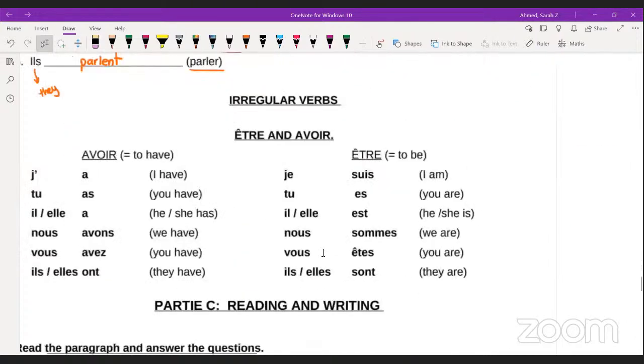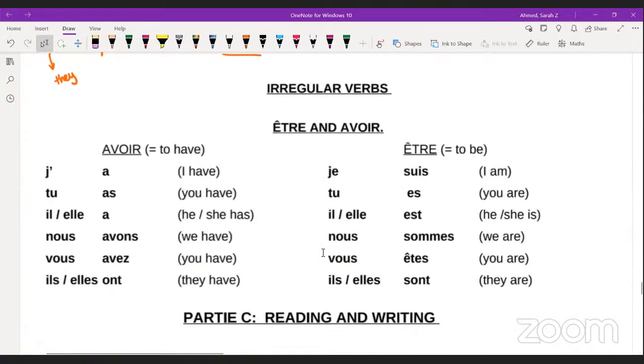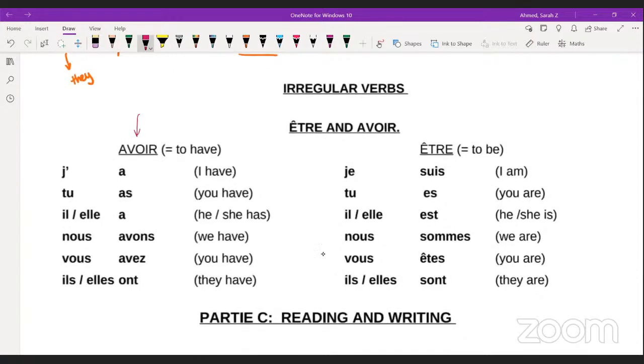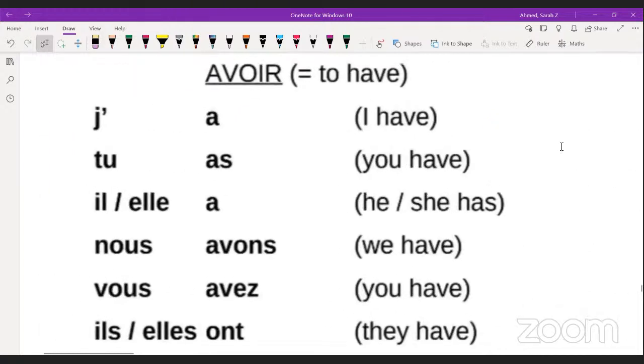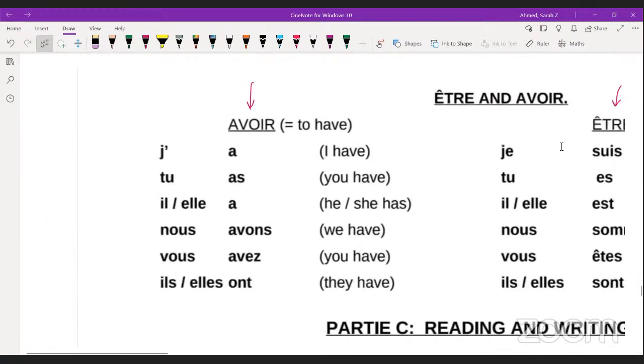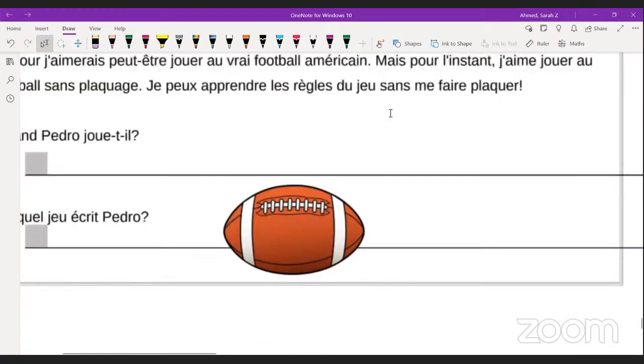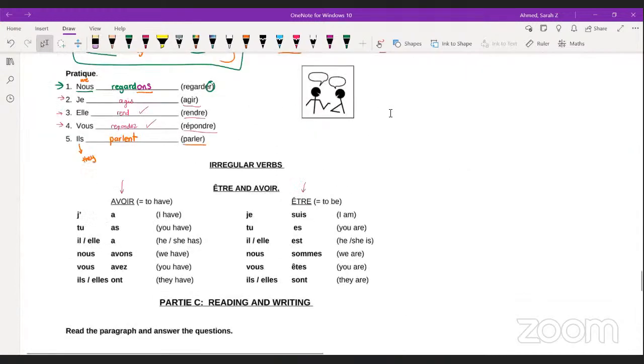Okay, so irregular verbs. Basically in French, we have two verbs that we use a lot. That is avoir, which is to have, and être, which is to be. Have you heard of this before? No? Okay, so avoir means to have, and être means to be. These verbs are conjugated pretty differently. Let's go over this.